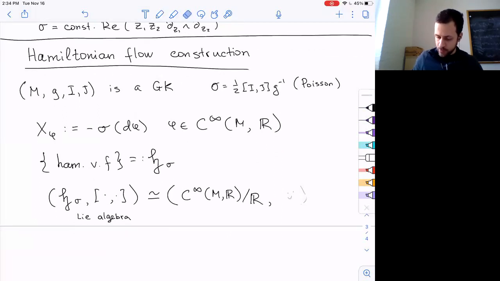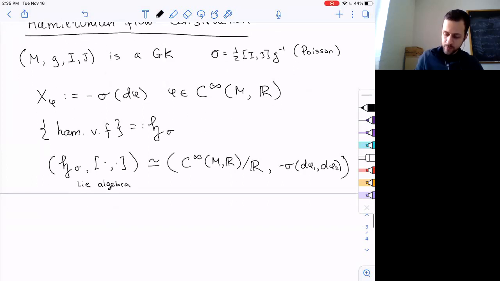Maybe I should write this a little bit more explicitly: negative sigma applied to d phi 1, d phi 2. So this is just the Lie algebra of Hamiltonian vector fields with respect to the Poisson tensor. We all know it well in the case of a symplectic structure, but it works equally well if you don't have a symplectic structure, but merely a Poisson structure.